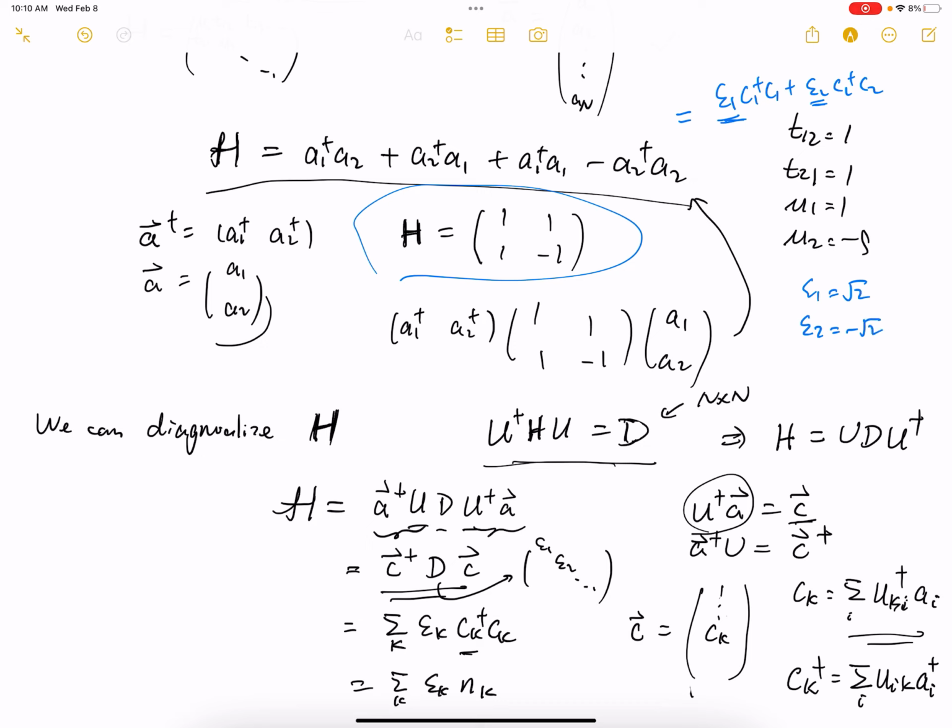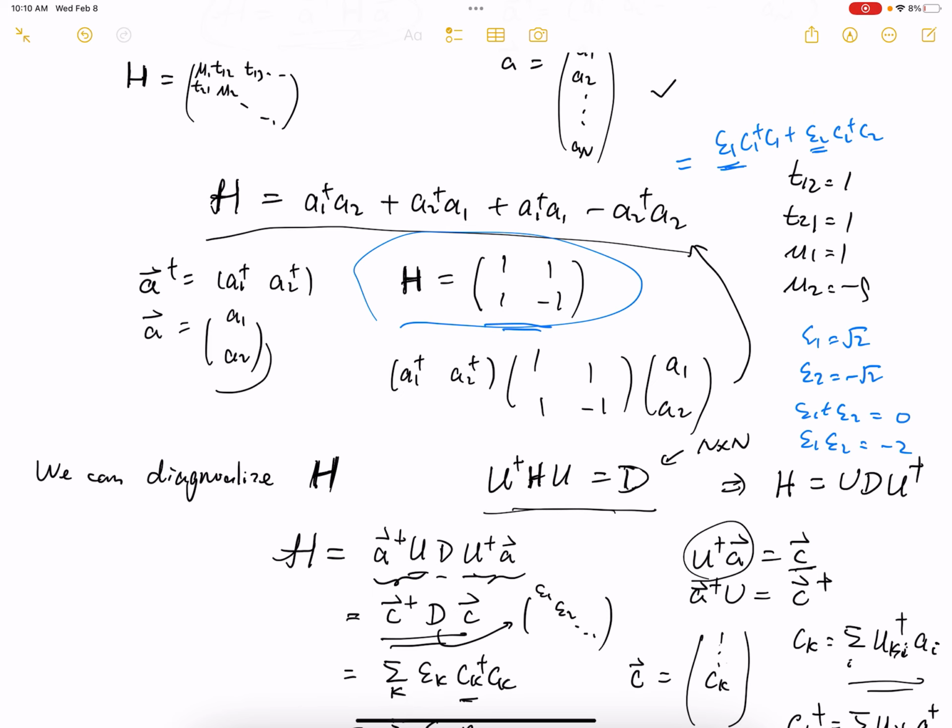Actually, you don't even need to do any calculations. So the way that I would guess is epsilon 1 plus epsilon 2 has to be equal to the trace of the Hamiltonian, which is 0. And epsilon 1 times epsilon 2 has to be equal to the determinant of the Hamiltonian, which is equal to minus 2, right? And then if you just look at these two equations, you can see that the only solution is one is square root of 2, the other one is minus square root of 2. So that would be my way to solve it.